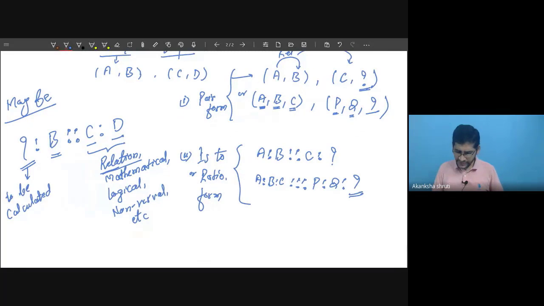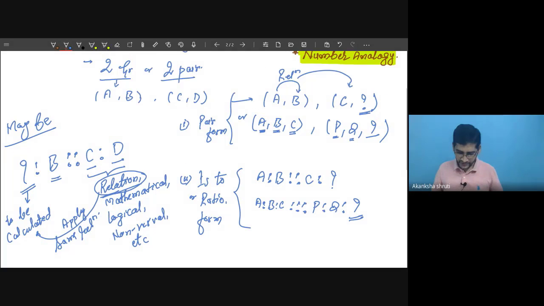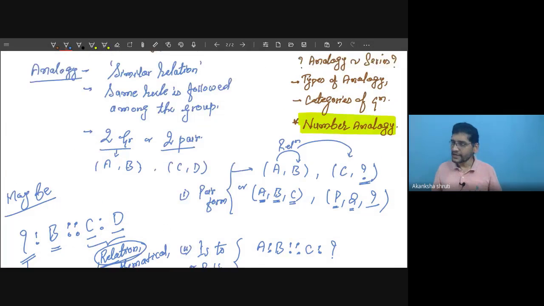So you have to first determine the relation among one of the given pair. And the same relation you have to apply to calculate this unknown. So apply the same relation. That is the very simple concept. So, students, we have understood analogy simply means similar relation. You just keep that much in mind.